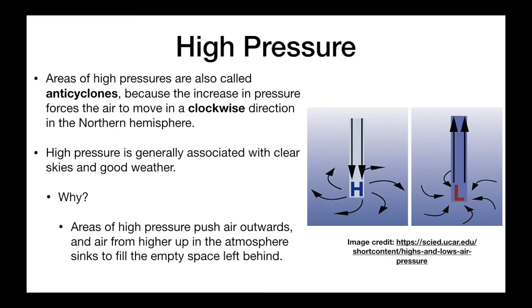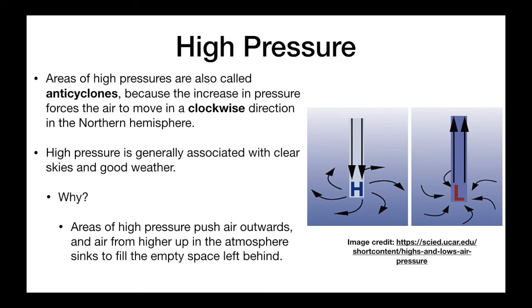We're going to go a little bit more in detail about pressure in terms of the weather that it creates. We're going to start with areas of high pressure. Areas of high pressure are also sometimes called anticyclones. So in the northern hemisphere, an increase in pressure, an area of high pressure, will cause air to move in a clockwise direction, and that's in the northern hemisphere. In the southern hemisphere, it would be the opposite. It would be counterclockwise. High pressure, as you've heard before, is generally associated with clear skies and good weather.